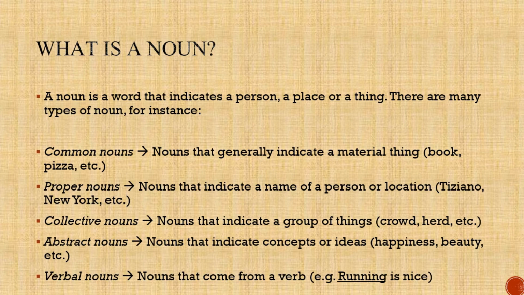We have proper nouns, which are nouns that indicate the name of a person or a location. Collective nouns, which are nouns that indicate a group of people or animals or objects, for example, a crowd, a herd, a flock. Then we have abstract nouns, which are nouns that indicate abstract concepts or ideas, for example, happiness, sadness, beauty. Then we have verbal nouns, which means nouns that come from a verb. For example, if I say running is nice, this means that the action of running is nice. And so it functions as a noun.